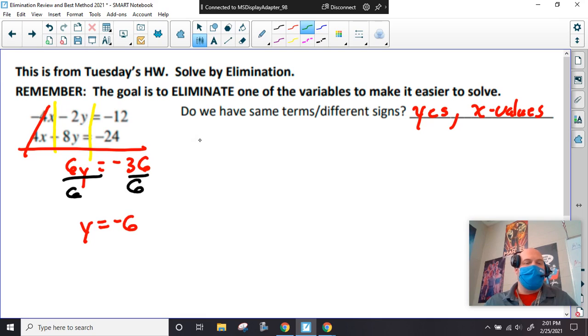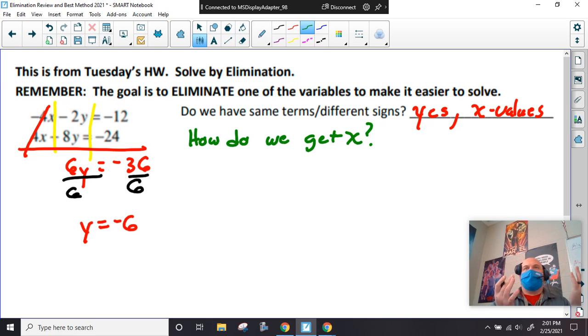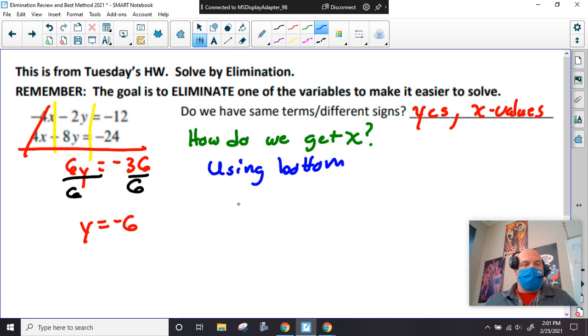Now, how do we find x? Well, we get x by plugging in y to either the top or the bottom. That y value of negative 6, where we see y, and then solving for x. So what do y'all want to use, top or bottom? Okay, we're using the bottom one, which is 4x plus 8y equals negative 24.